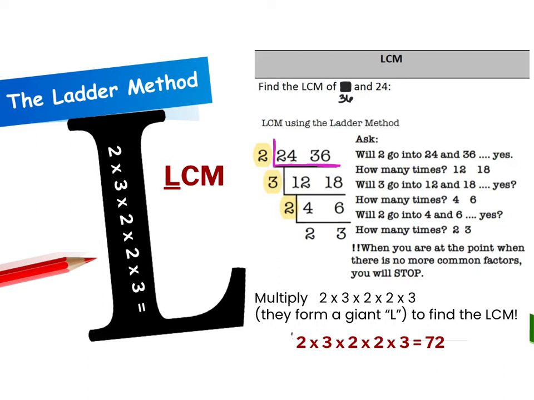And then we need to divide both of those numbers by a prime number. Both numbers can be divided by 2, so we place the 2 on the outside of the ladder step. 24 divided by 2 is 12, written right below 24, and 36 divided by 2 is 18, written right below 36.